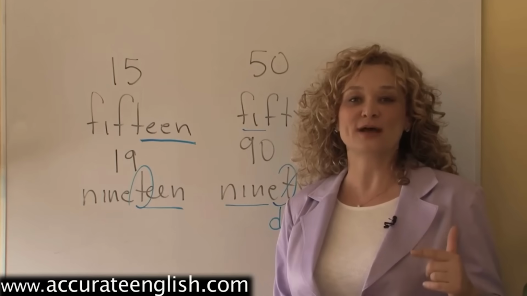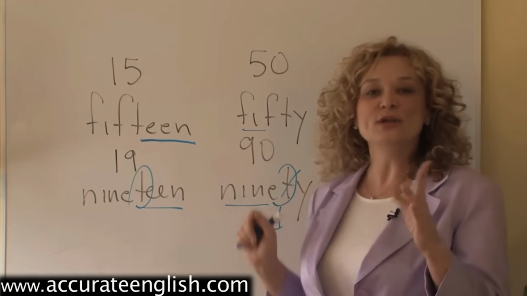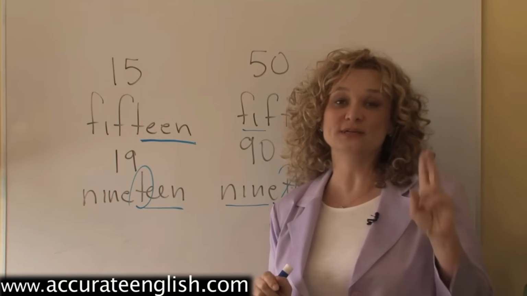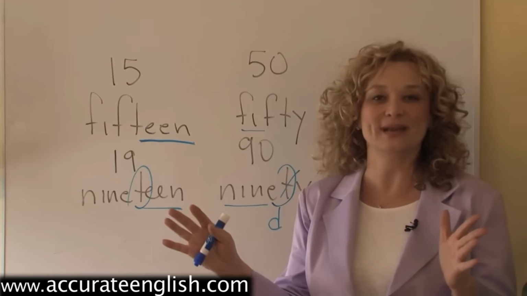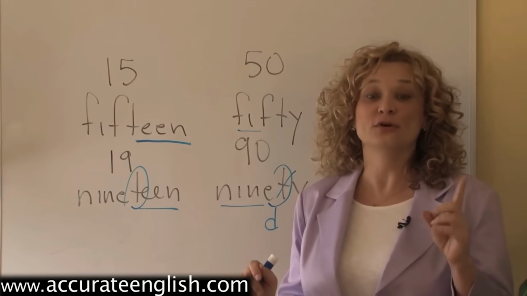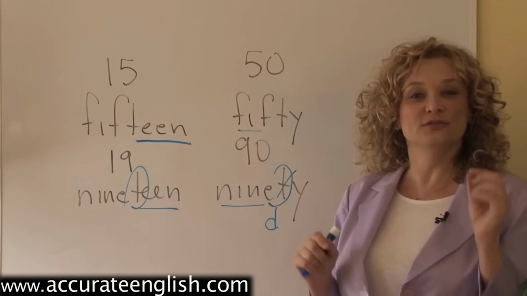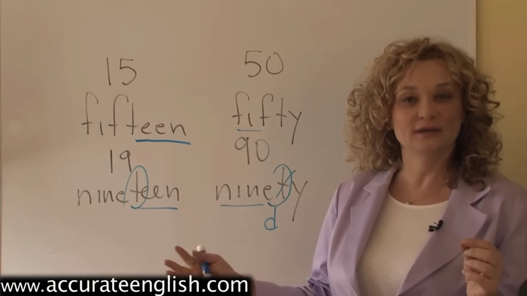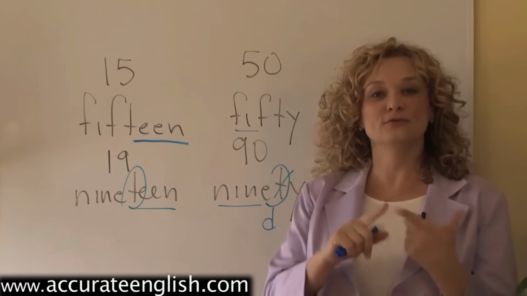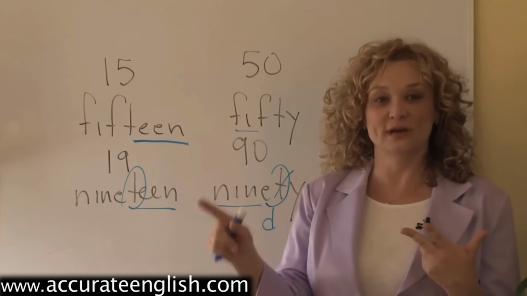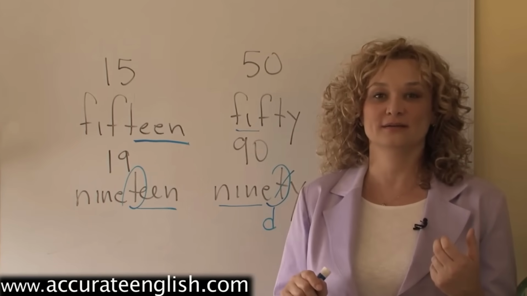Let's practice pronouncing words that end in TY. When you say the word 20, you can say it 2 different ways. You can say 20, but more people just say 20. However, 30 sounds like what? Does it sound like 30 or 30? It sounds like this. 30. 40, 40. So we don't say 40, we say 40.